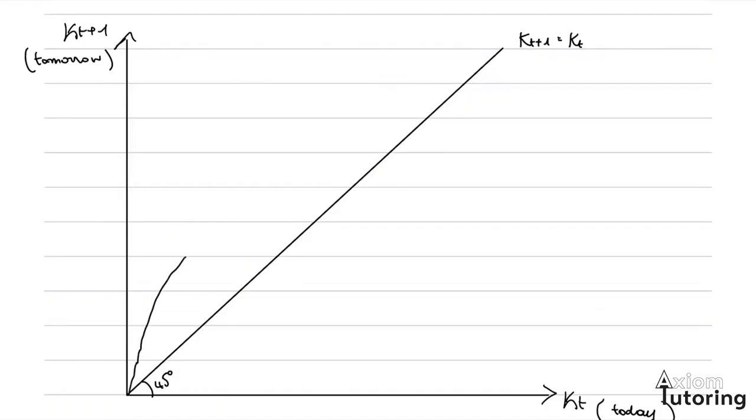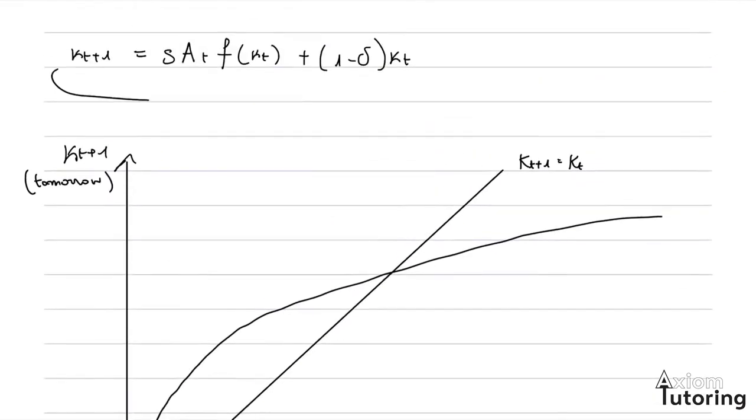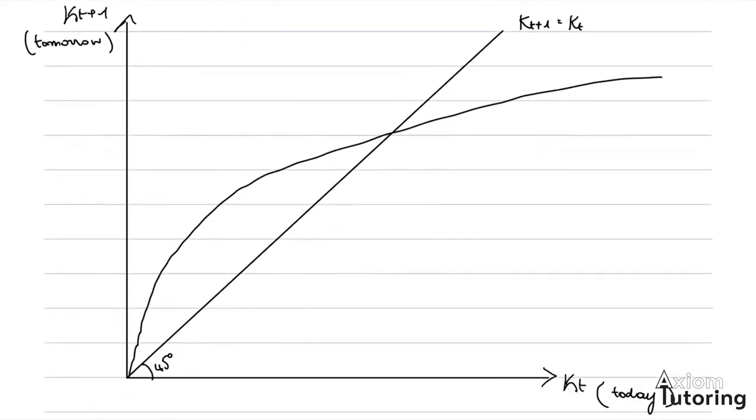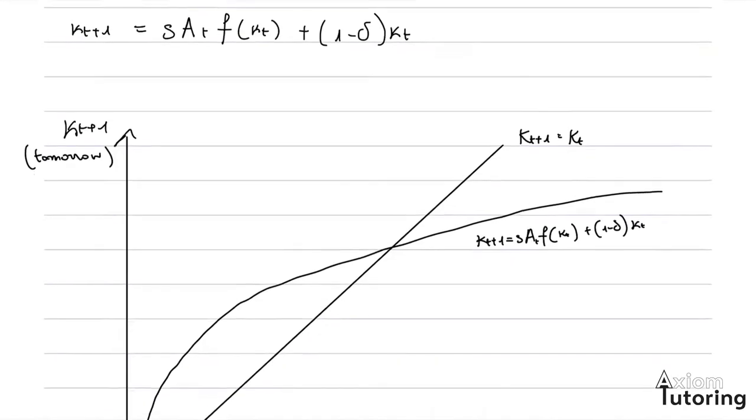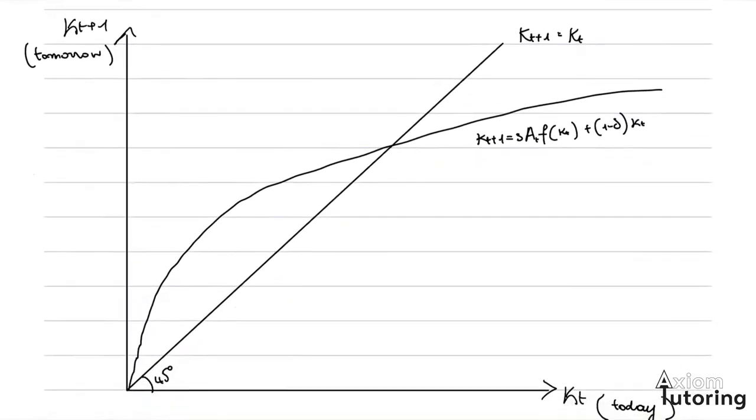And on top of it, we are going to plot our capital accumulation equation, which is basically this equation here, plotted as a line that exhibits this diminishing gradient, because we know that our production function exhibits diminishing returns to capital per worker. I forgot the AT: A_t f(k_t) plus 1 minus delta k_t. Great. So what we're saying is that capital initially grows faster and then the rate at which capital grows decreases.